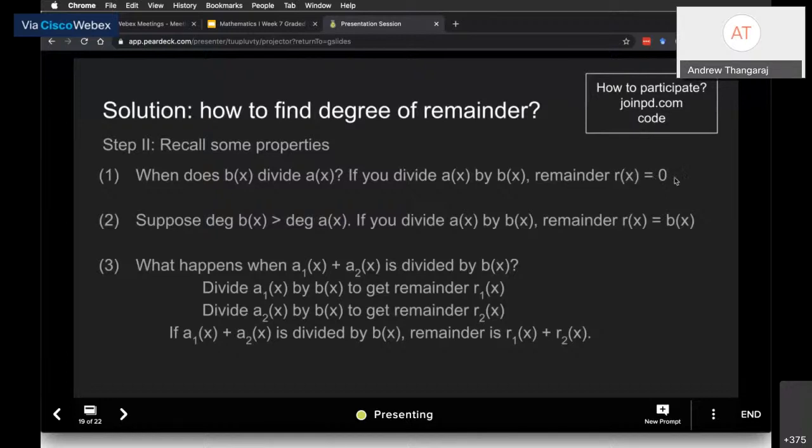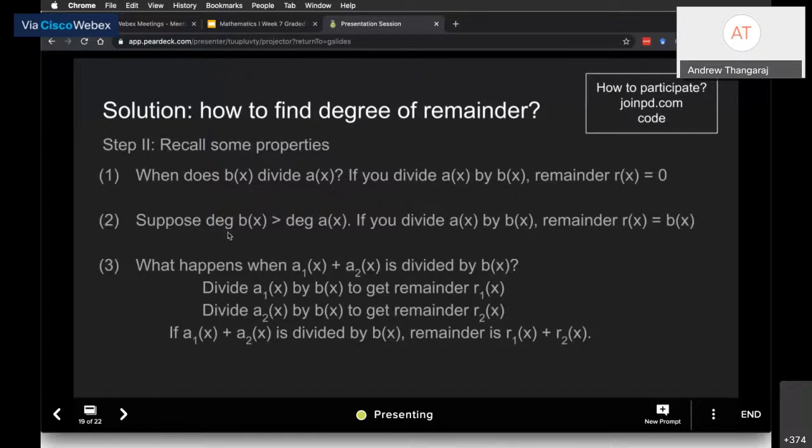If that happens, then we say b of x divides a of x. So this is a statement: b of x divides a of x. That's what we say. Okay. It seems like overuse of the word divide, but that's sort of accepted terminology. People understand. So that's the first concept.